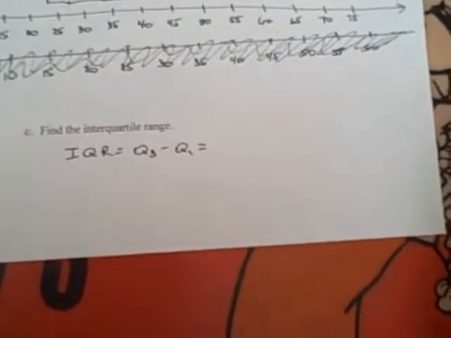All right, the interquartile range is real simple. Q3 minus Q1. So we take 49 minus 33. Okay, 49 minus 33 is 16. So nothing too tough there.